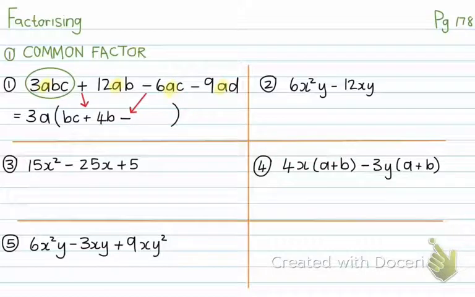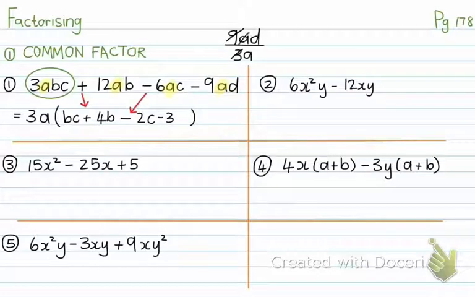Now I take the next term, which is 6ac, and I divide it by the common factor, which is 3a. We know that 6 divided by 3 is 2. The a's will cancel out, and there is a c that is left. And now for the last term, 9ad. I divide it by the common factor that I took out. 9 divided by 3, oh, I forgot the sign there. 9 divided by 3 is 3. The a's will cancel out, and I have a d that is left. All right, there is your answer.